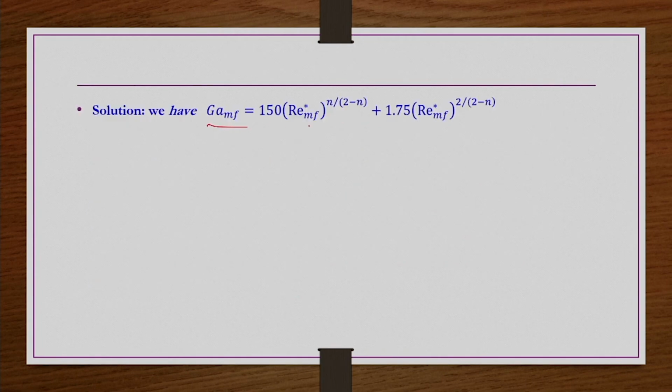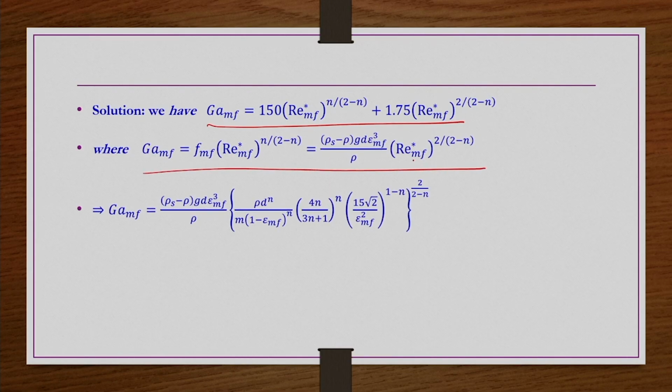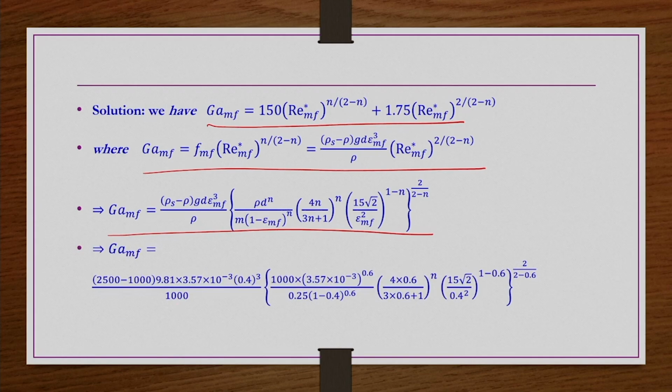So, this is the equation that we have. Here in this equation, Galileo number is given by this one. After substituting Re mf star and then simplifying, we got this expression for the Galileo number. Now, when you substitute all these numbers in this equation, you get a Galileo number of 83.2. You substitute this 83.2 here and then solve this equation for Re mf star.